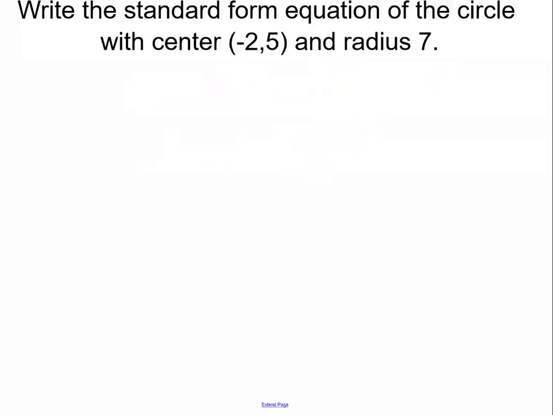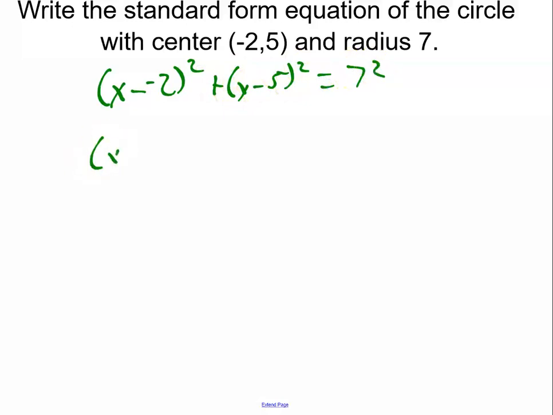Okay, again, writing the standard form equation. That's going to be x minus negative 2 squared plus y minus 5 squared equals 7 squared. And so that gives us x plus 2 squared plus y minus 5 squared equals 49.